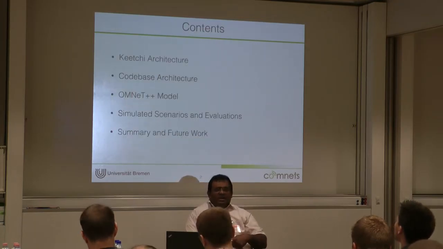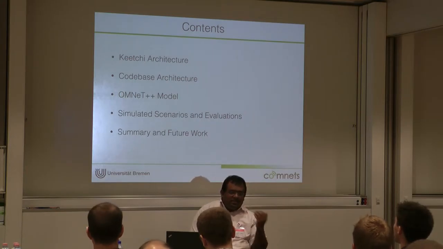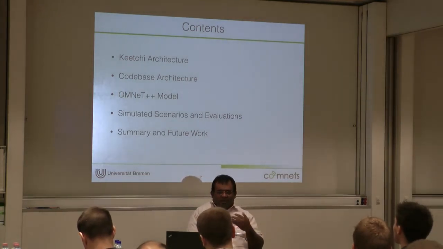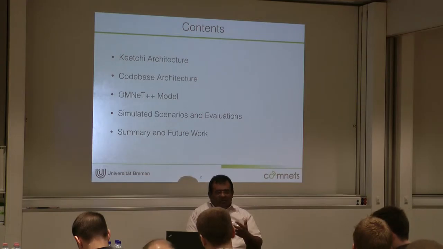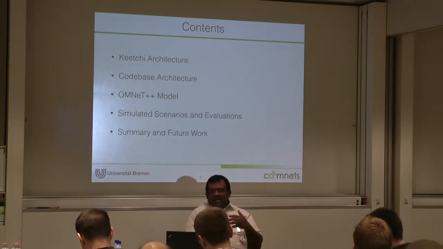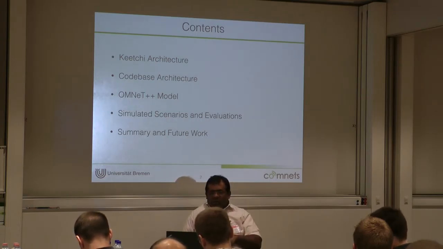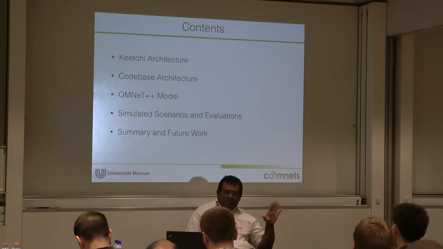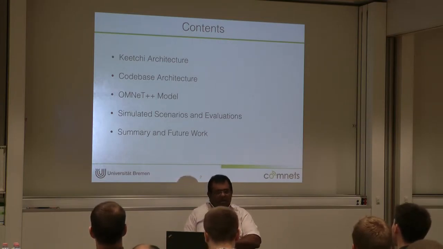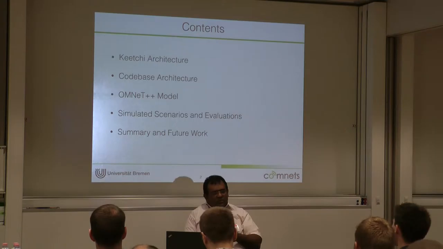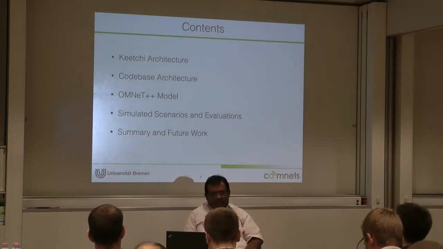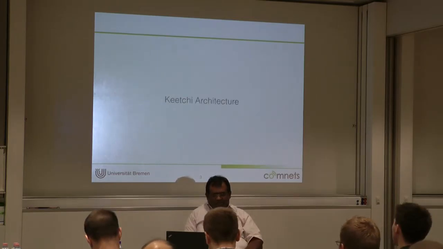The architecture that we are building is called Kichi, a communication architecture for the Internet of Things. I will briefly describe this architecture, what aspects it has or exploits. Then what we want to do is to have a common code base that could be run on the Kichi devices, the real devices, plus OMNeT, because we want to go beyond the test bed. Then the OMNeT model that I've been looking into, which is fairly preliminary, the scenarios that we want to look at, the evaluation aspects that we've considered, and the summary and future work.